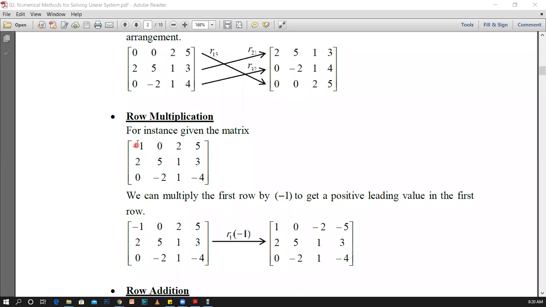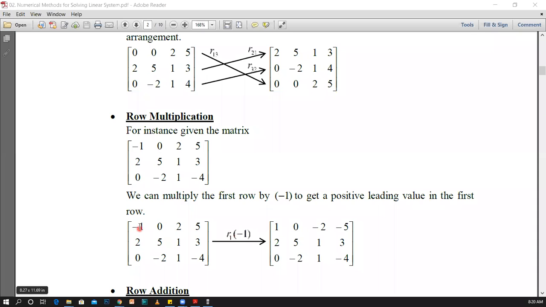Therefore, for instance, we'll consider this example, a matrix with 3 by 4 elements. Now think about the first row, where we have the leading term as -1. If you need this leading term as +1, then you can simply select the first row and multiply it by -1 to make this -1 into +1. This is what we call the row multiplication technique, because a single row can be multiplied by a constant. This is the example I have taken.